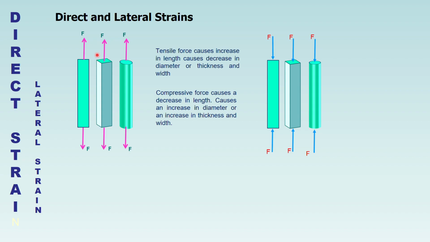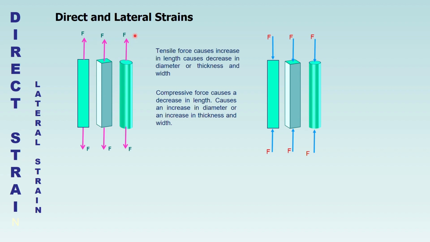So what happens if you have a tensile force like this? This tensile force is causing an increase in length, but at the same time, it also causes the width and the thickness to be reduced. When you refer to a cylindrical bar or circular rod, when the tensile force is acting on it, the diameter of the bar will also reduce. That means when it goes longer, the bar becomes thinner.